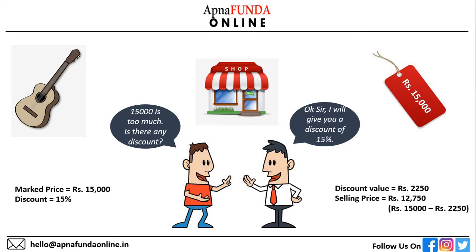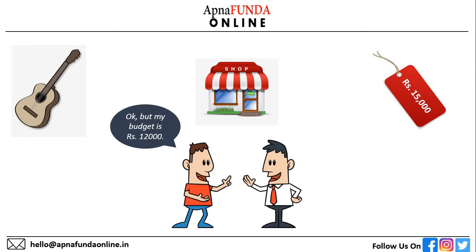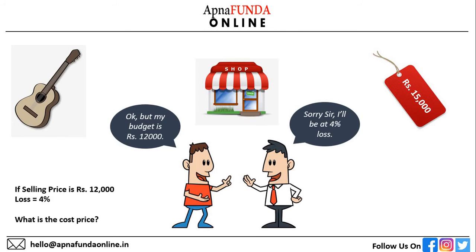But let's say it's still out of your budget and you tell the shopkeeper that your budget is rupees 12,000. But the shopkeeper doesn't sell you at 12,000 because if he does so, he will make a 4% loss on the whole. So if selling price is rupees 12,000, loss is equal to 4%. So what is the cost price of the guitar? What is the price at which the shopkeeper has bought the guitar? Cost price becomes 12,500. We'll get to know more about this as we solve such type of questions. This was just an example of how a commercial transaction happens in the real life market.